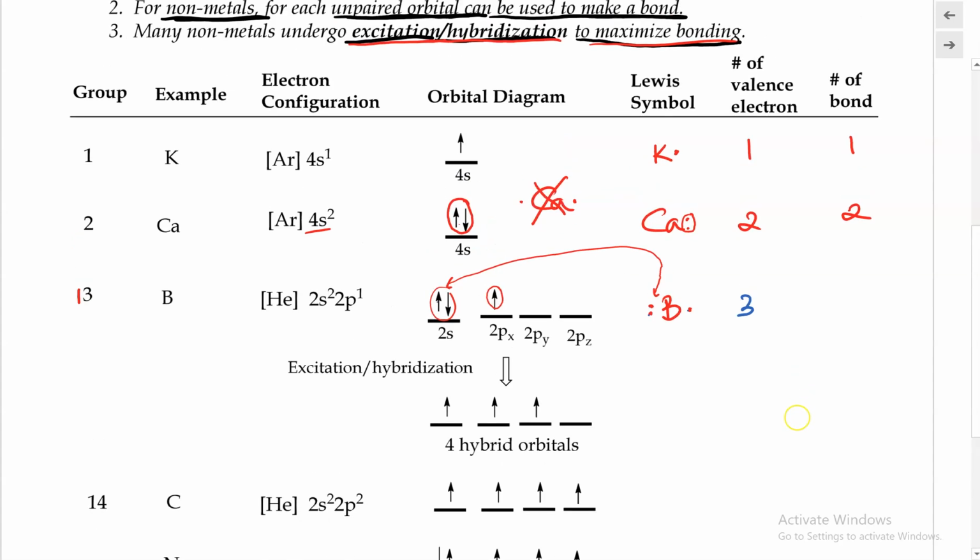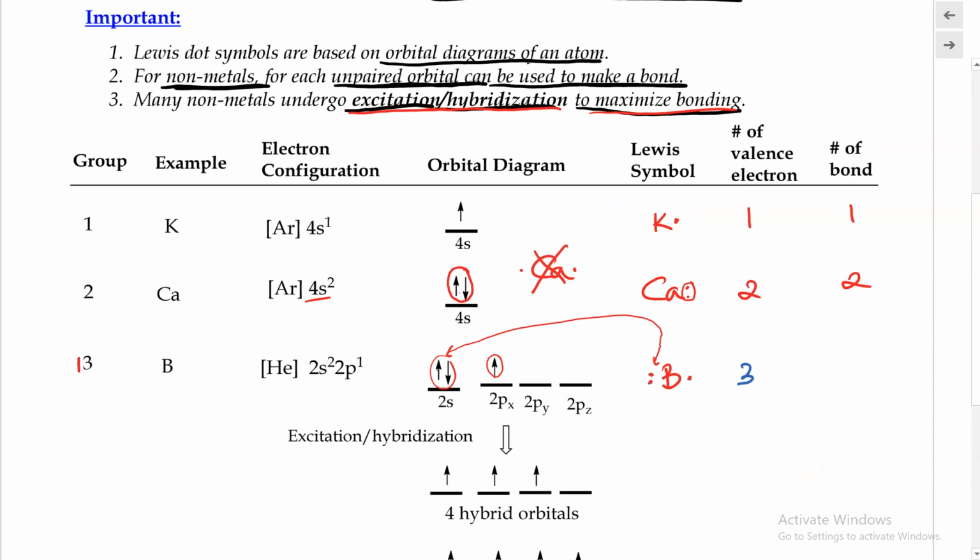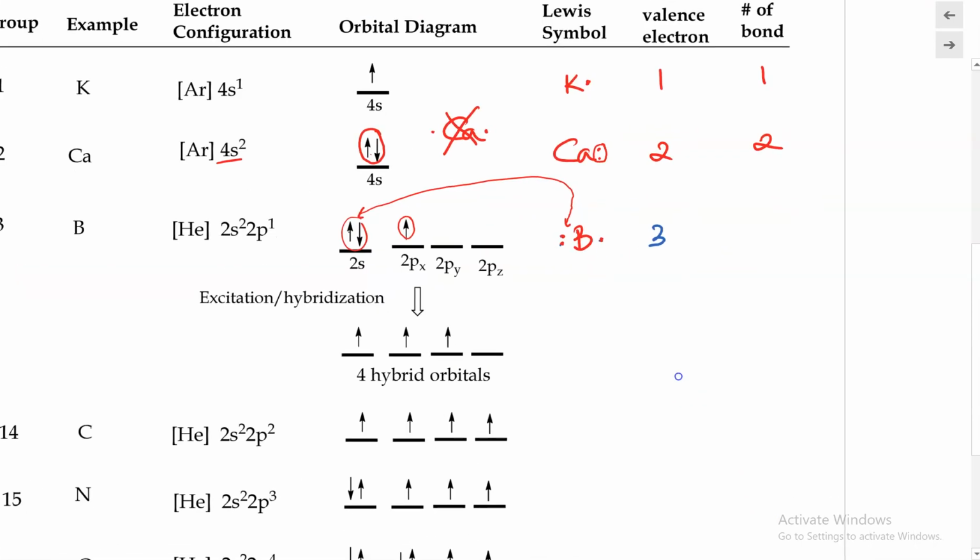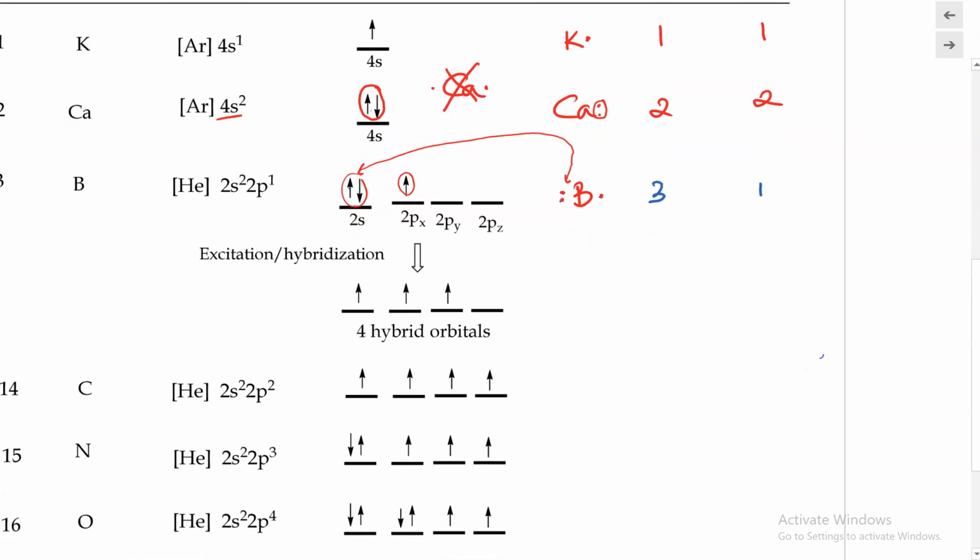Now, if we go back to what we mentioned earlier, for each unpaired orbital, the atom can use it to make a bond. So based on the Lewis dot symbol of boron, both its Lewis dot symbol and its orbital diagram, there's 1 orbital that has the unpaired electron in it. So technically speaking, boron will be able to make 1 bond. But that is not what we observe right here.